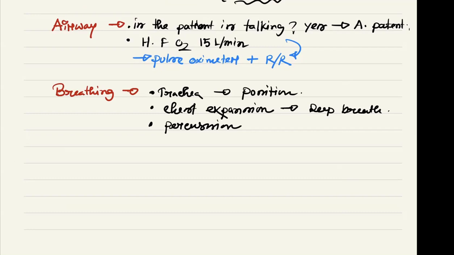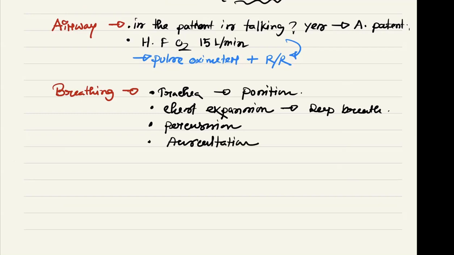Okay, so after the chest expansion, you need to go for the percussion. You need to percuss over the chest to see if the sound is resonant or not. Next, for the chest expansion, you can measure it with a tape or just assess with only the hand. Only with the hand. Yes. Next, you have to go for the auscultation.